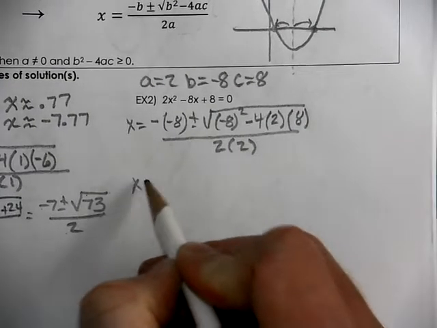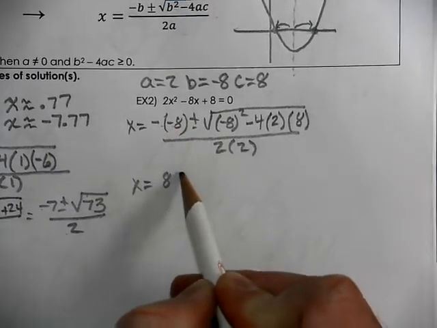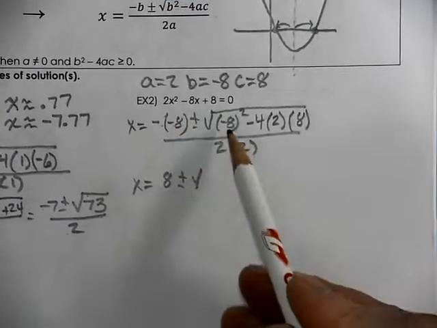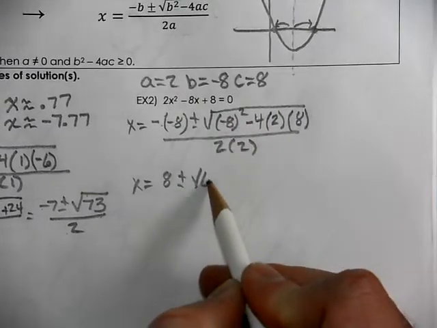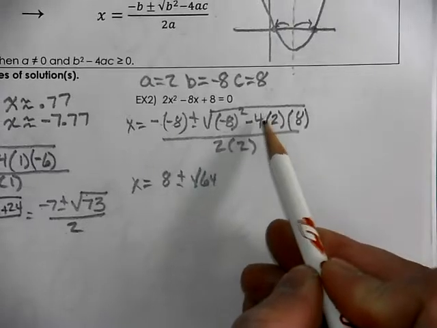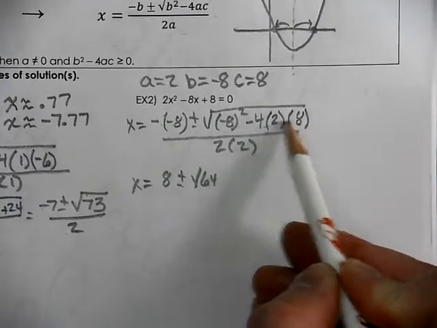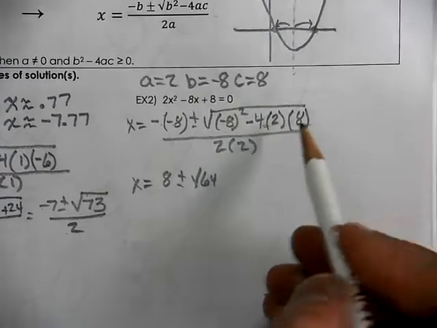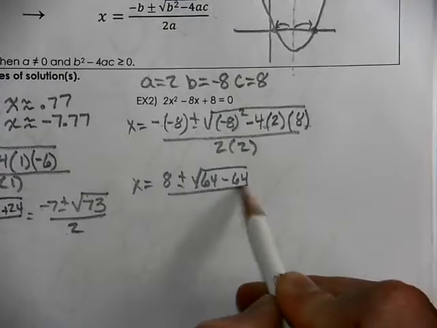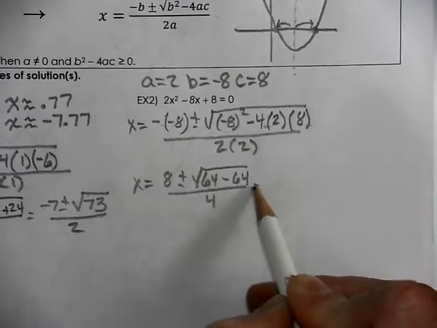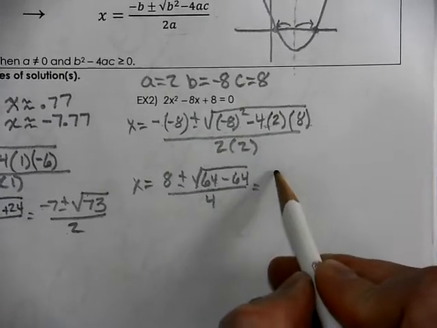Then your next step, two negatives make a positive. If you would like to set this up individually, like negative 8 squared is 64, and 4 times 2 times 8 is 8 times 8 is 64. And then down here is 4. 64 minus 64, that's 0.